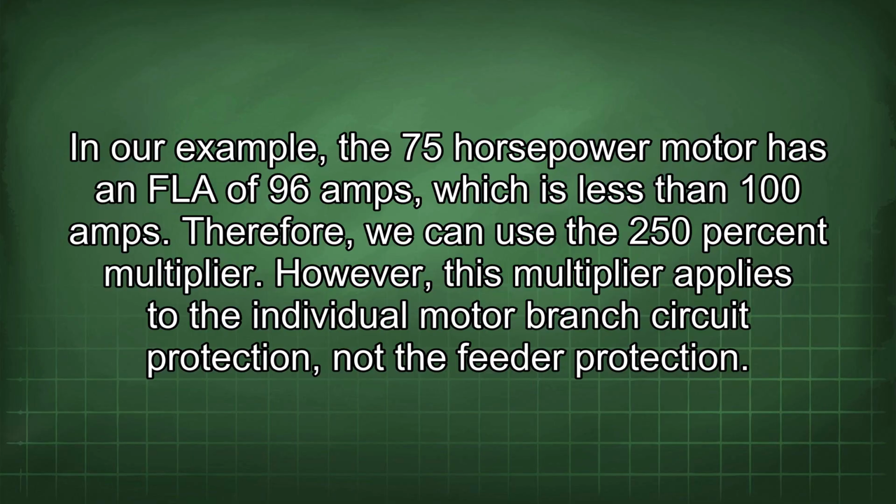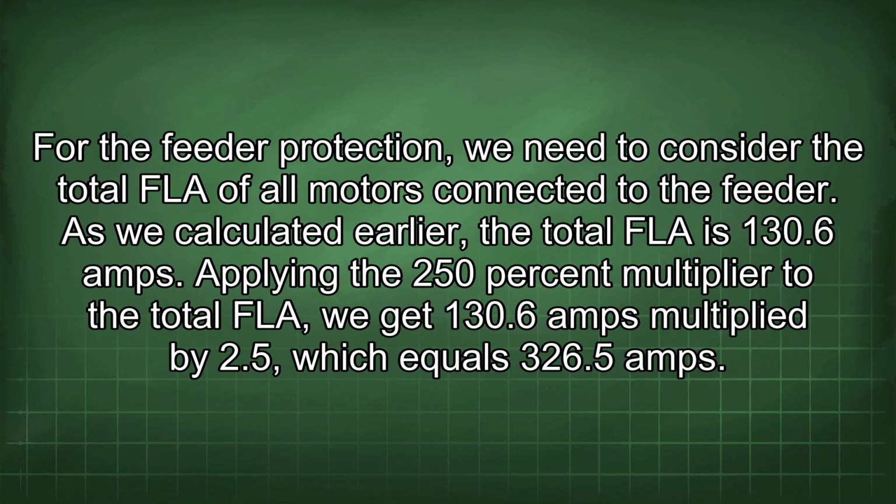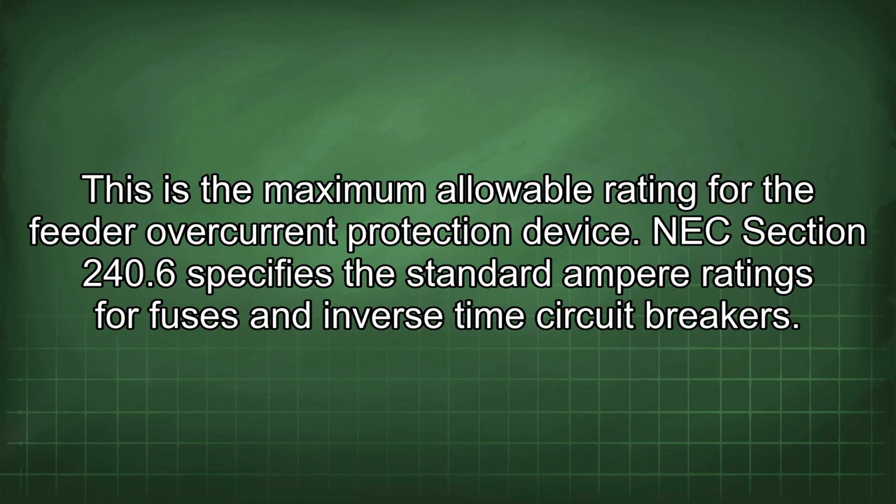However, this multiplier applies to the individual motor branch circuit protection, not the feeder protection. For the feeder protection, we need to consider the total FLA of all motors connected to the feeder. As we calculated earlier, the total FLA is 130.6 amps. Applying the 250% multiplier to the total FLA, we get 130.6 amps multiplied by 2.5, which equals 326.5 amps. This is the maximum allowable rating for the feeder overcurrent protection device.